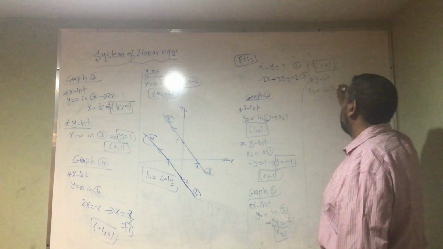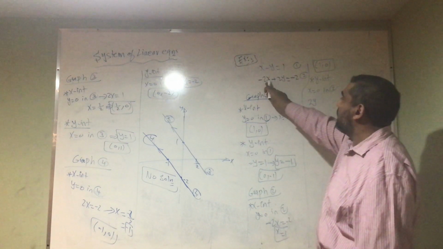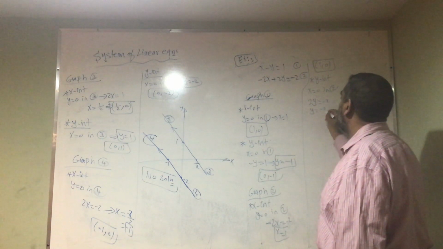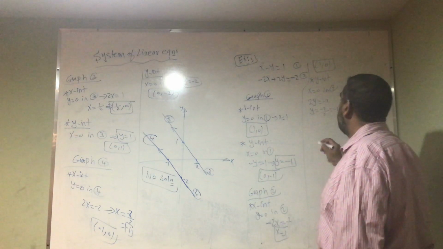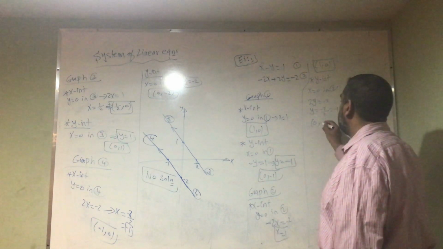I put that in number 2, guys. Here, I replace x by 0. What did you get? You get 2y. If I replace x by 0, you get 2y equal minus 2. So what is your y? Minus 2 divided by 2, which is minus 1. So what do you have? You have 0x, here 0, and minus 1.